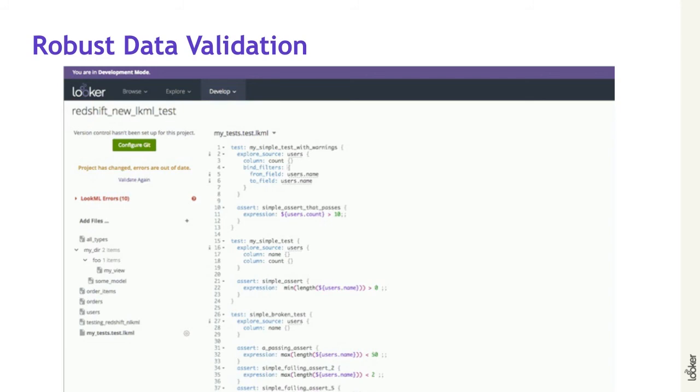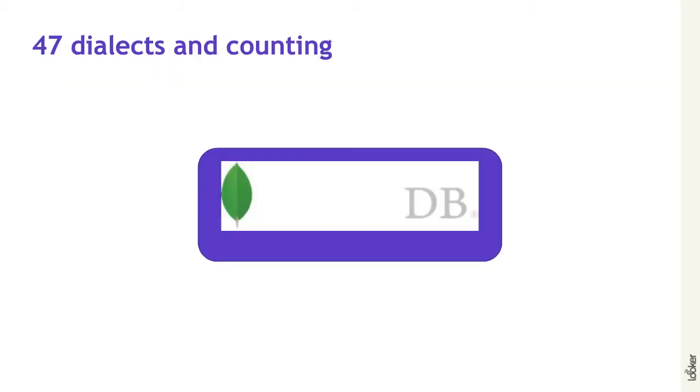Another big improvement that didn't render quite right in this software is we're now up to 47 dialects and counting, and the latest one, the mystery dialect there, is MongoDB. So if you are a user of MongoDB and you want to connect Looker directly to Mongo using their BI connector, you can do that with Looker 6.